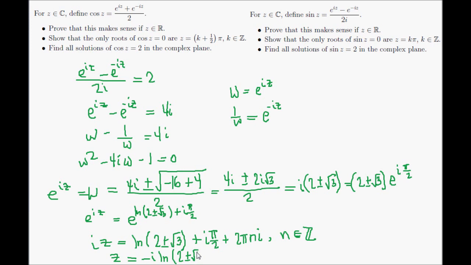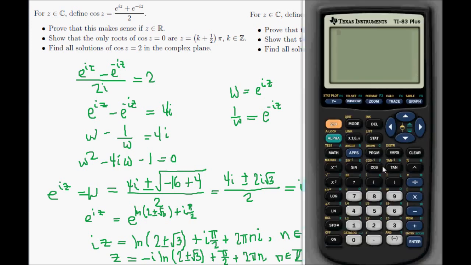So there's two sets of solutions, plus pi over 2 plus 2 pi n, where n is an integer. And so we have this infinite number of solutions to the somewhat strange-looking equation sine of z is equal to 2. We have this infinite set of solutions if the numbers are permitted to be complex.